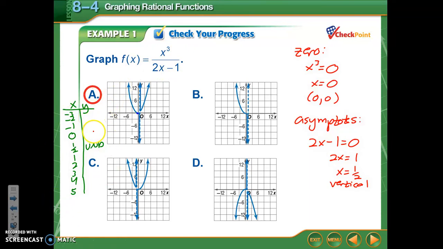I'm not going to show you the whole table of values right now. I just want to show you my thinking of how I set it up. I always think about where my x values are undefined. So in this case, x equals 1/2 is undefined. And I make sure I pick some x values on both sides of that, so I make sure I show both parts of the graph.